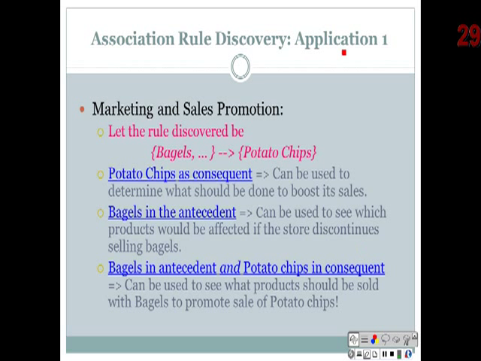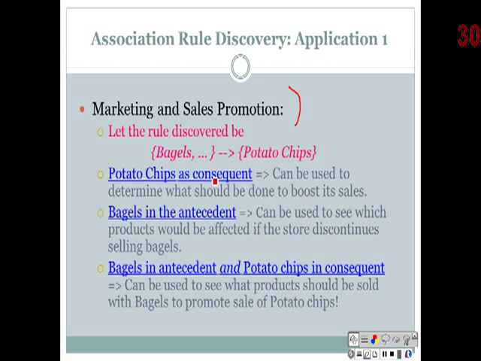Association rules, application 1: marketing and sales promotion. This is the most used, as we said. So let the rule discovered be bagels, and then potato chips. Potato chips as the consequence can be used to determine what should be done to boost its sales.